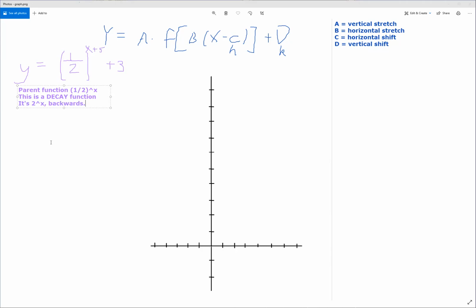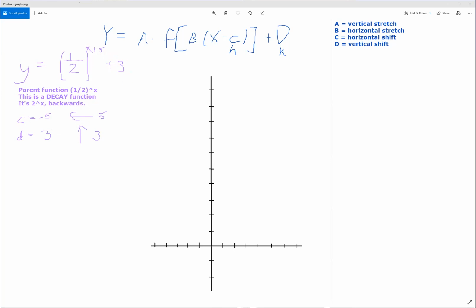Okay, now let's look at our numbers that are inside. We've got a plus 5 up here. That's our c. It's the inside number that's being added or subtracted. But normally c is written as subtracted. So we need to think of this as x minus -5. Therefore, c equals -5, and that means we are going to shift to the left by 5. And then our number out back is a plus 3. So d is equal to 3, and that means we're going to shift up by 3.